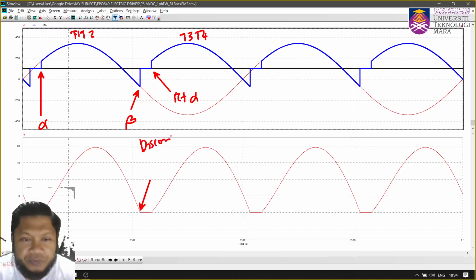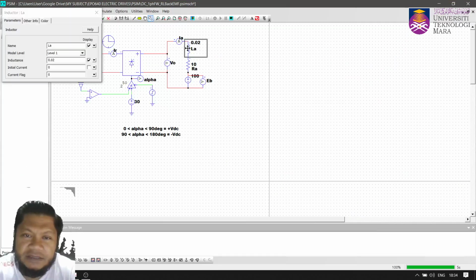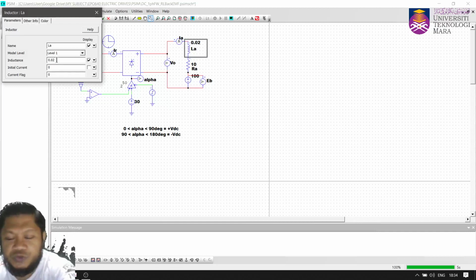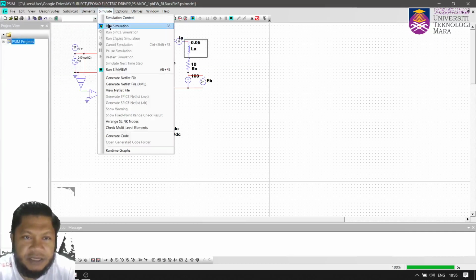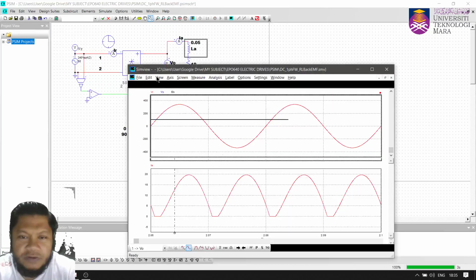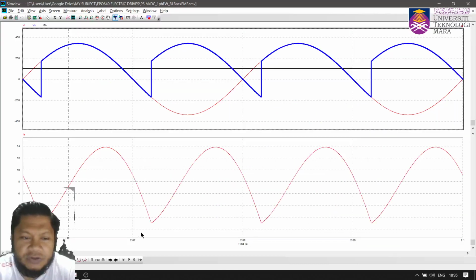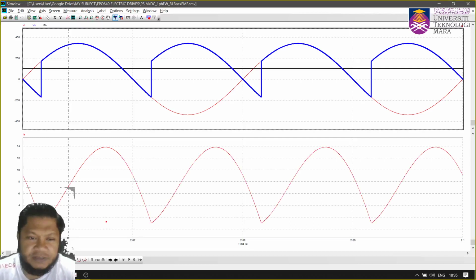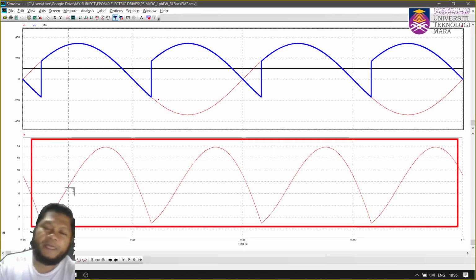However, when you deal with a large heavy load, normally L is very large, so let's change to 0.05, 50 millihenry. Run the circuit again. Now look at the current. It's no longer discontinuous. It is continuous. There is no discontinuity, so the current always flows in the output.